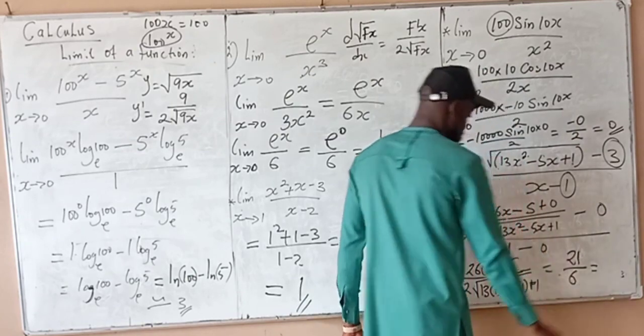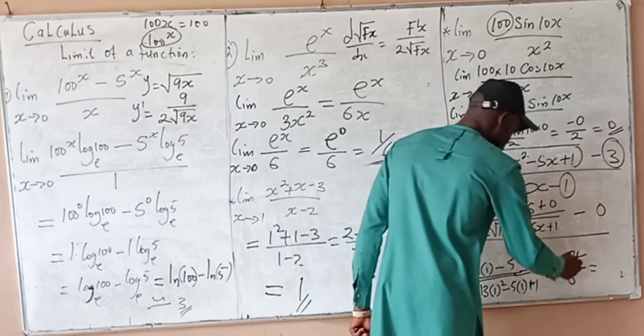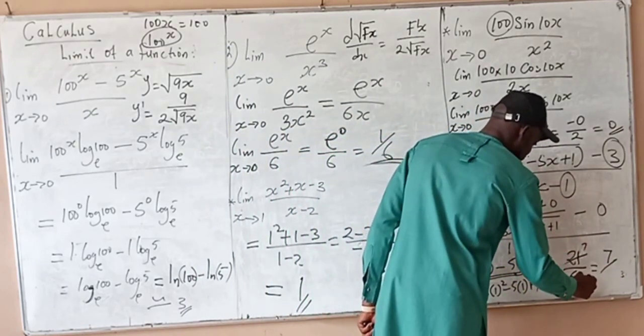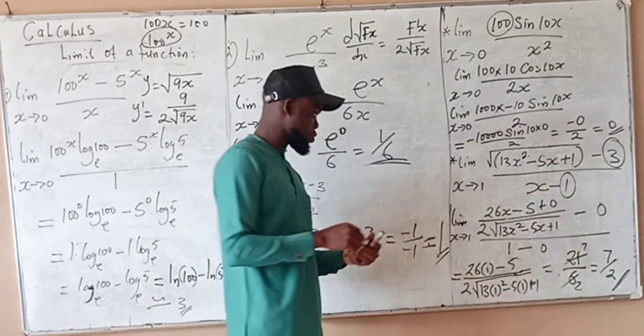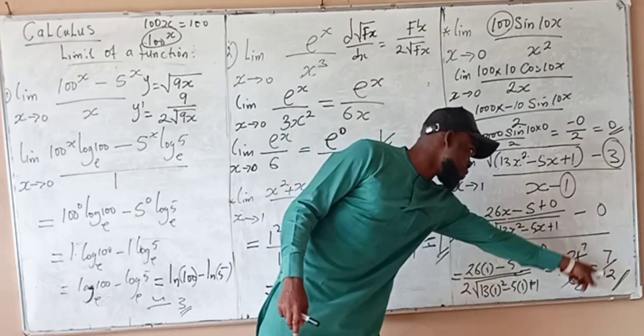Now let's check what can go. 3 can go. 3 here, 7. 3 here, 3 here, 7, 3 here, 2. 7 over 2. Then that will be 7 over 2. Or you just take your calculator, type everything inside, and you get 7 over 2.